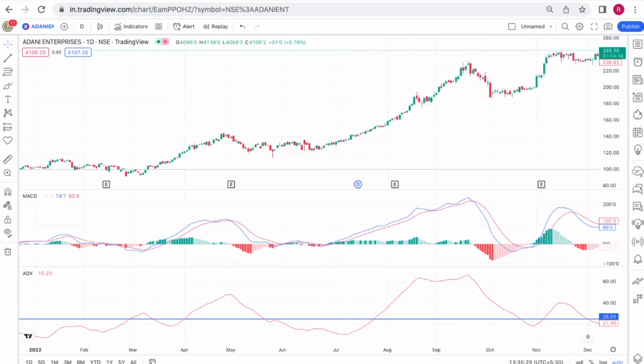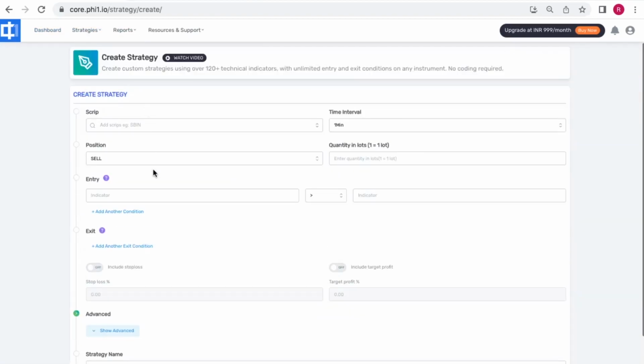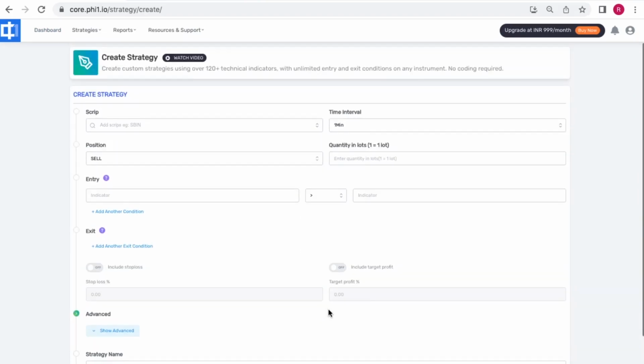Let's create the strategy on Phi 1 core. Log on to the platform, go to strategies and click create strategy. What you can see here is a template based strategy creator. You don't need to know coding. You can use 120 plus technical indicators and there's no limit on the entry and exit conditions. Let's start by adding some scripts.